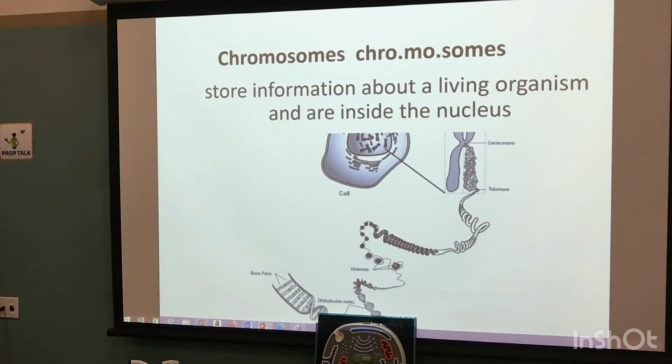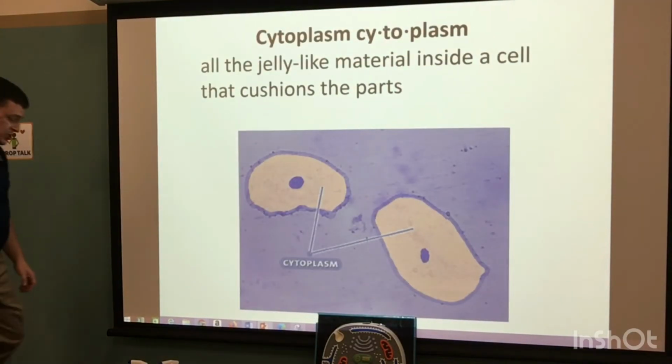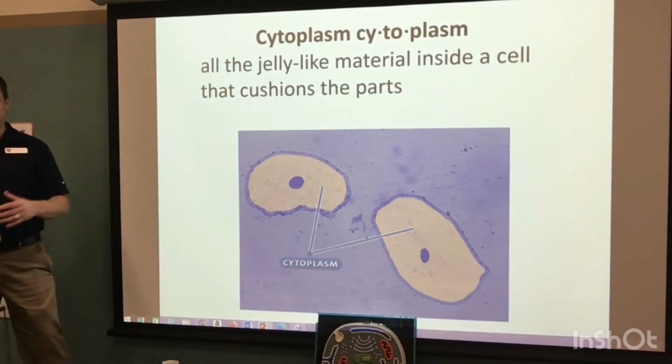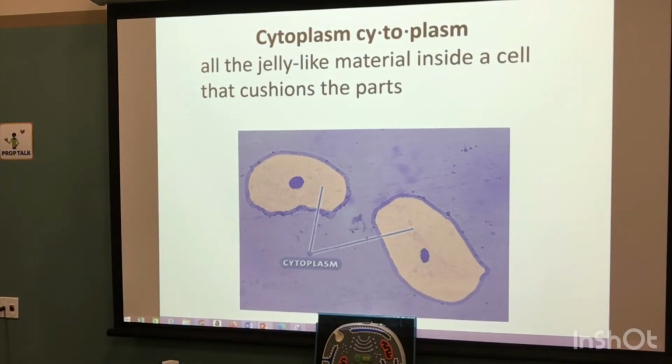Inside your cell is some jelly-like goo, and it's very important that it's there. It's called cytoplasm. Cyto jelly. But it is like jelly.